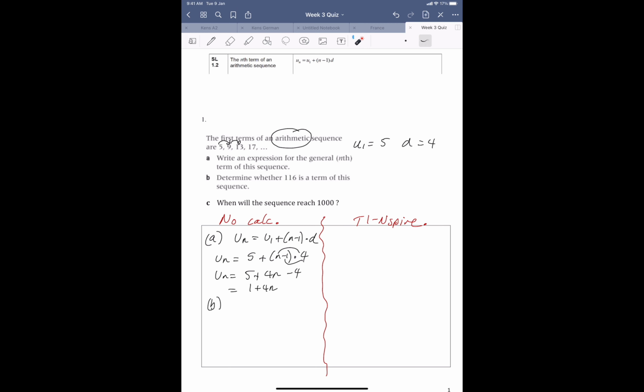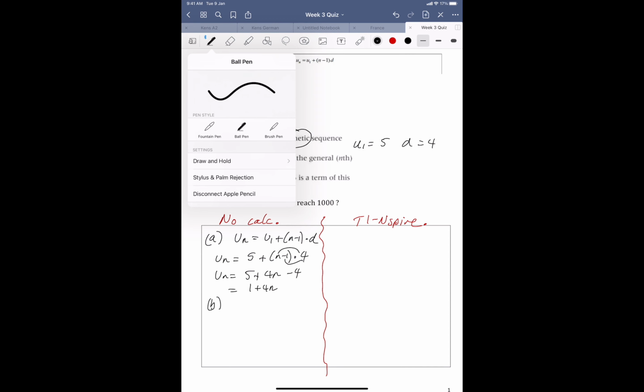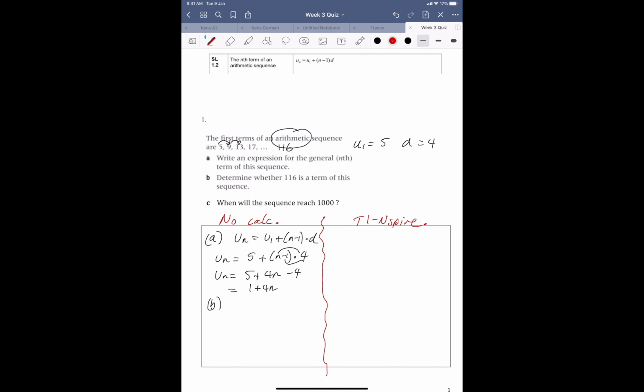Some people did this the wrong way around. Is 116 a term of the sequence? So basically the 116 is down here, right? And what we've got to understand is that there are, let's put this one, the first term, the second term, the third term, the fourth term. This is 5, 9, 13, 17. So we're saying, will 116 appear here? And if it does, it has to have an n number up here.